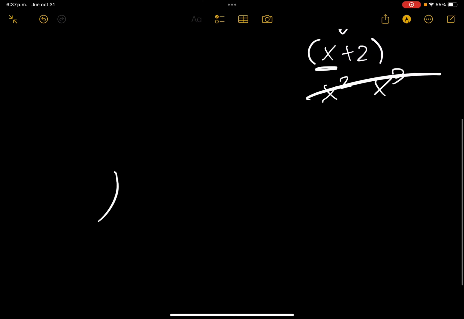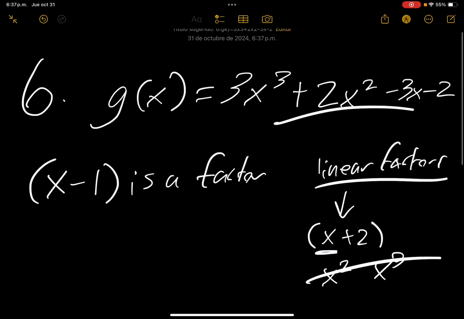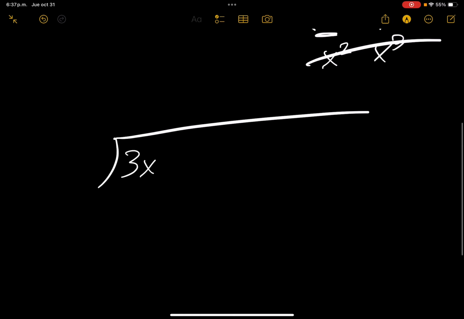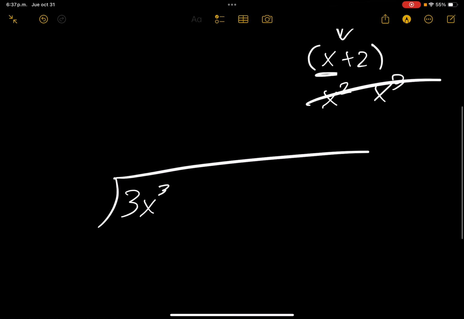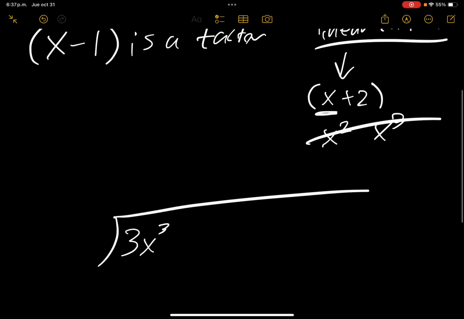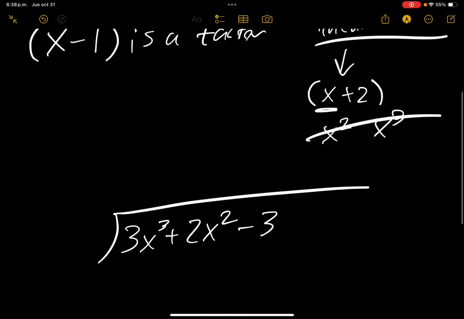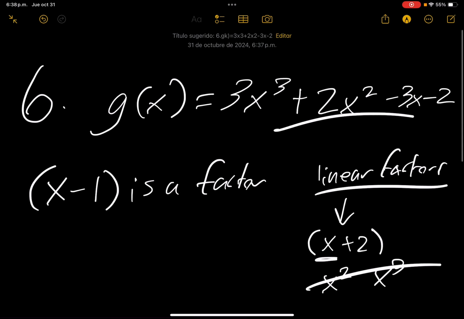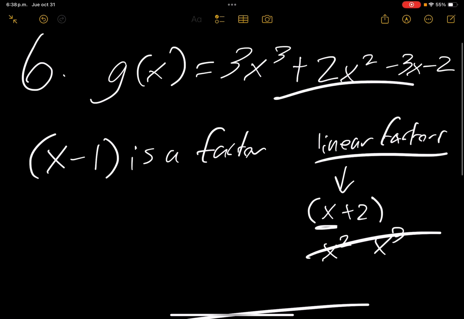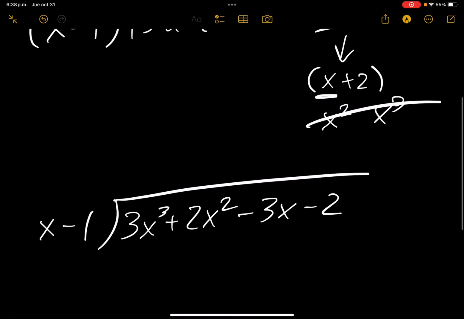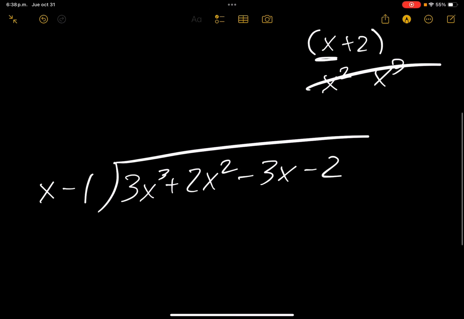So this is where polynomial division comes in. We write g right here under the doghouse: 3x to the third plus 2x squared minus 3x minus 2. Then we divide by x minus 1 because they already told us this is going to fit really well. Great, so let's do it.